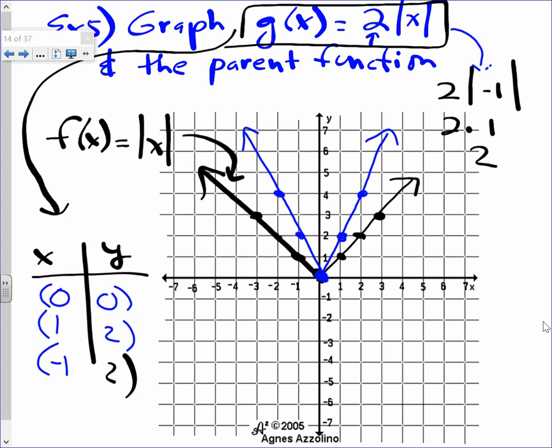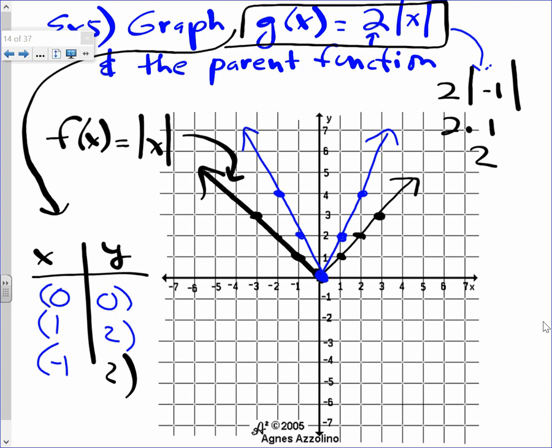Well, okay, the black one, that's just a parent function. That's this equation. The blue is, well, I know 0, 0 is part of it, because if x is 0, then 2 times 0 is 0, so that's one coordinate. And I just made some coordinates. I replaced x with 1, and then found out what y was.